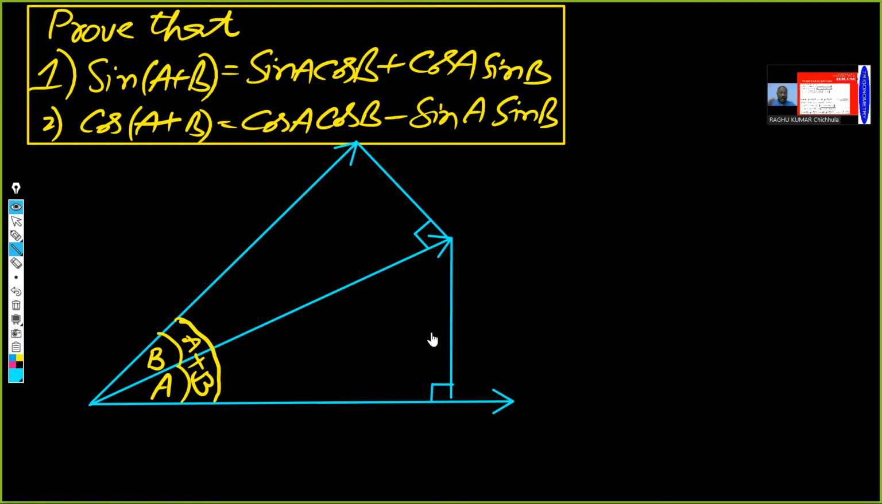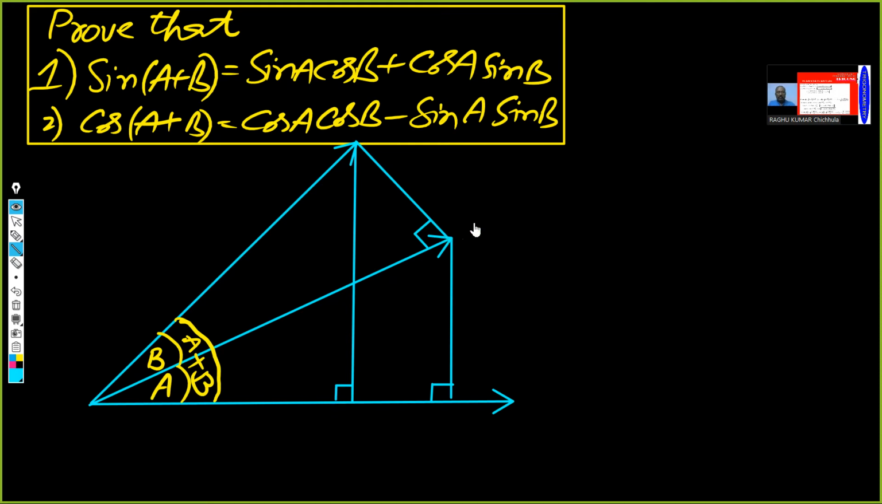So how many triangles we have got here? The below one is one right angle and above one is another right angle. Now let me construct the third right angle. This is the third right angle. So how many right angle triangles do you have now? Three right angle triangles.